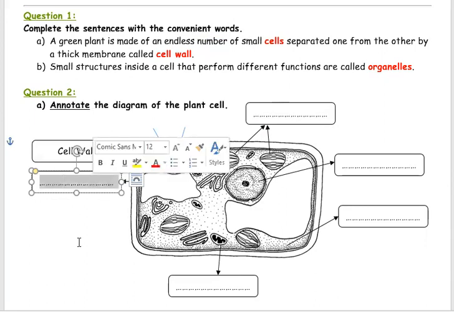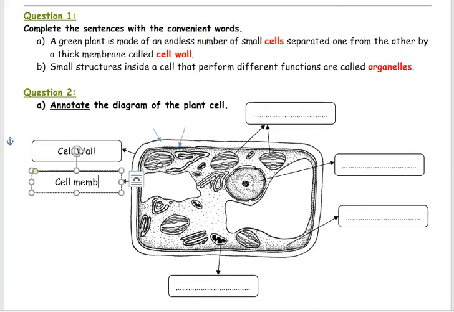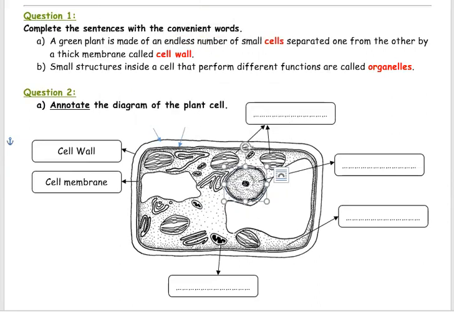The second one, let me see. So this one is the cell membrane. Okay, this is the cell membrane. Let's talk about this one right here. Let me circle it first. So I'm talking about this thing in the middle, which is the control center of the cell. It is the part that controls all the activities happening inside the cell. So this is the nucleus.